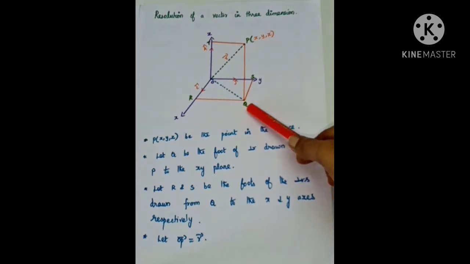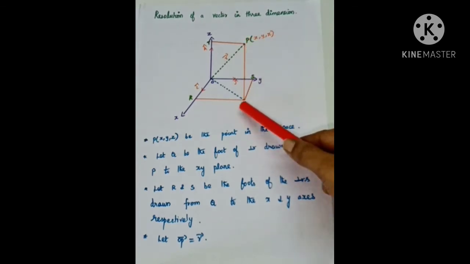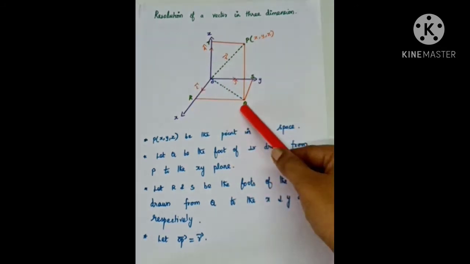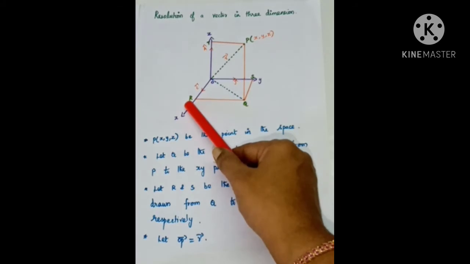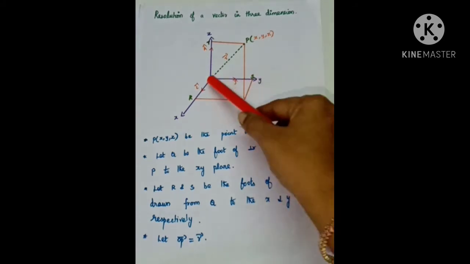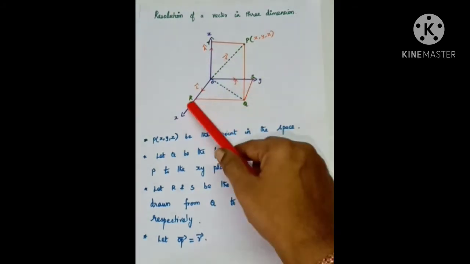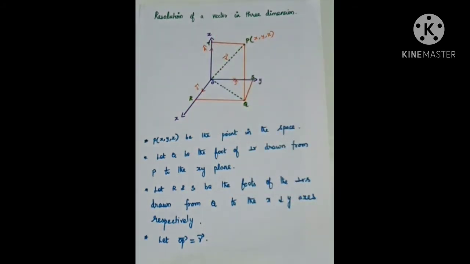It's a 3-dimensional figure. It is difficult to visualize on 2-dimensional paper, so we have to imagine that. P is a point in space having the coordinates x, y, z. From P we have drawn the perpendicular to the xy plane, and that foot is Q. From Q we have drawn the perpendicular to the x axis, the foot is R. And from Q you draw the perpendicular QS to the y axis. So R, S, T are the feet of the perpendiculars drawn from P to the x-axis, y-axis and z-axis.